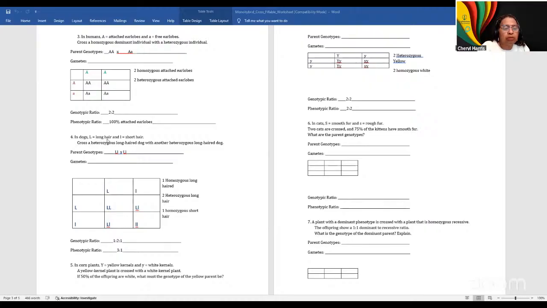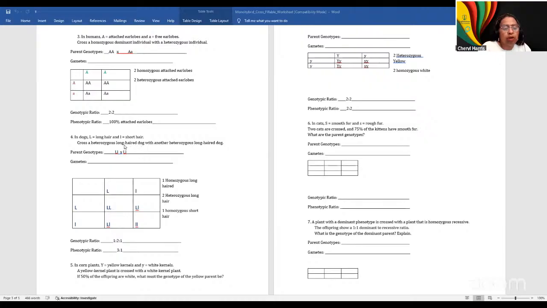So in dogs, long hair is dominant. So we're using capital L. Short hair is a lowercase l. They are crossing a heterozygous long dog. And again, it's important that you understand your vocabulary so that you can read these problems, because that's how these problems work. They give you the terminology and you have to translate what that means.